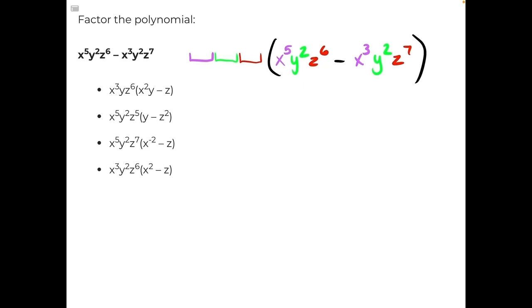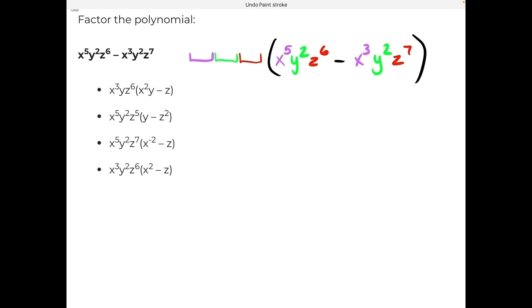Factor the polynomial. To solve this question, we're going to need to factor out the greatest common factor for each variable to simplify this polynomial. Let's start with our x variables. If we look for the greatest common factor, or in this case the greatest common exponent, we can see that the greatest common exponent is going to be x to the third.